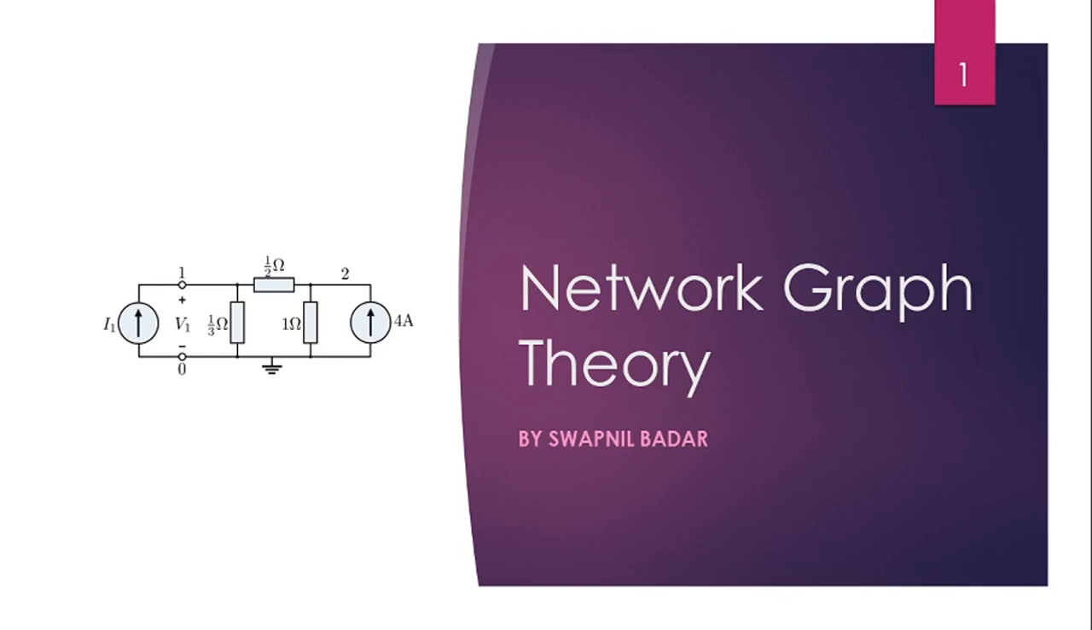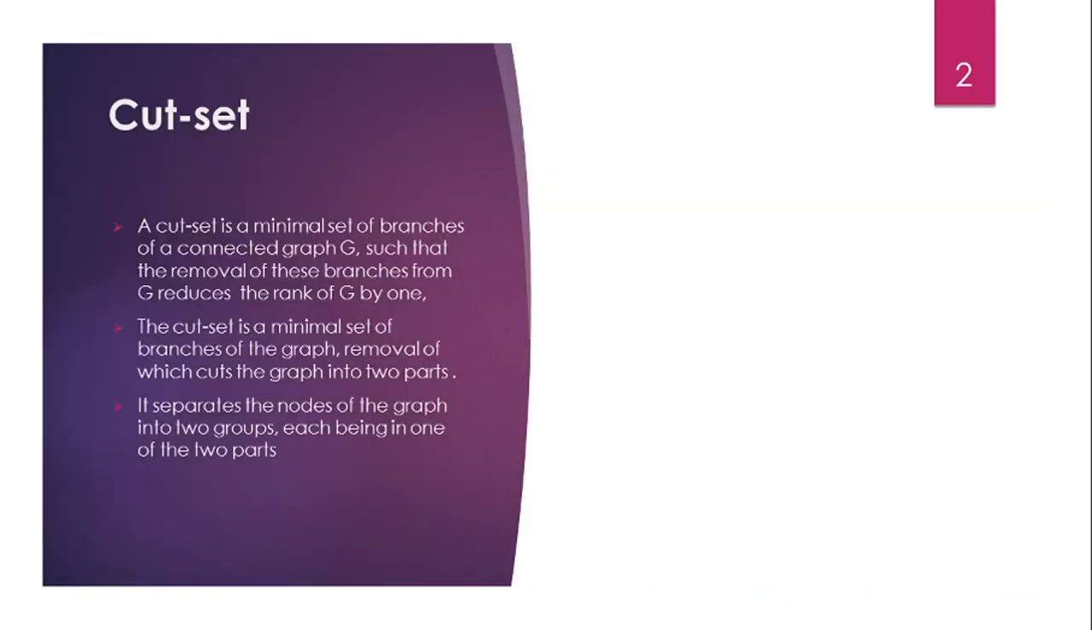So let's start with the cut set first. What do we mean by cut set? Once you understand the cut set, you can easily go on to the cut set matrix. Cut means we have to cut the graph, and set means the number of branches which will be cut.